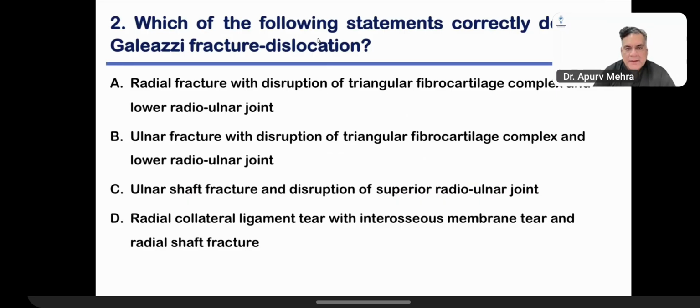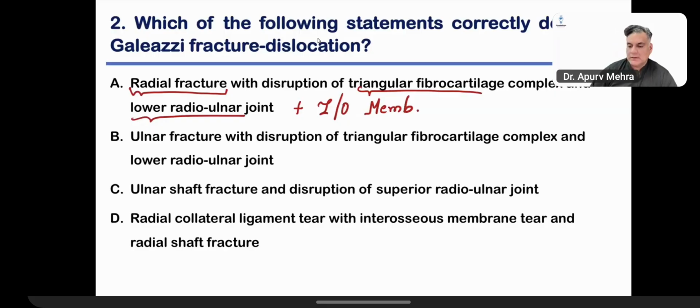Question number 2. Which of the following correctly describes the Galeazzi fracture dislocation? It's a fracture of the radius with damage of the triangular fibrocartilage complex and the lower radioulnar joint. Plus one more thing. Anybody? It has 4 components. One more thing. Interosseous membrane. Okay. Next.